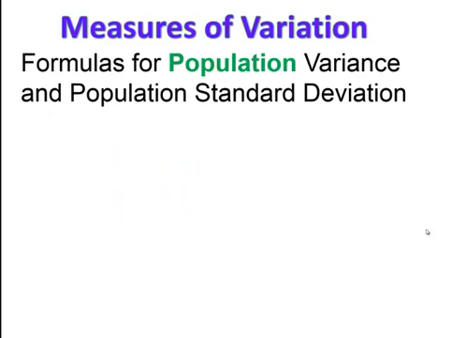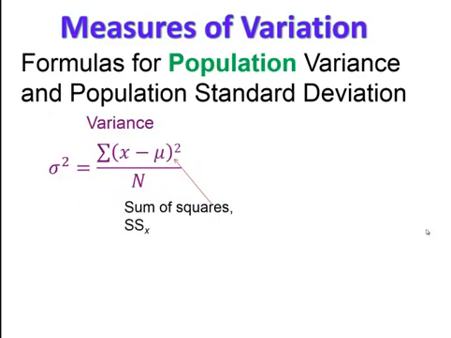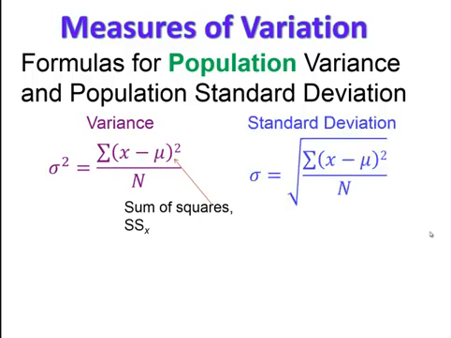So when we're looking for the population variance or the population standard deviation, we would be using these formulas. Now notice that the variance has the sum of the deviations squared divided by the number of data pieces. And that sum of the squares has an abbreviation, SS lower x. Once you have the variance, to find the standard deviation, you simply take the square root of the value you got.